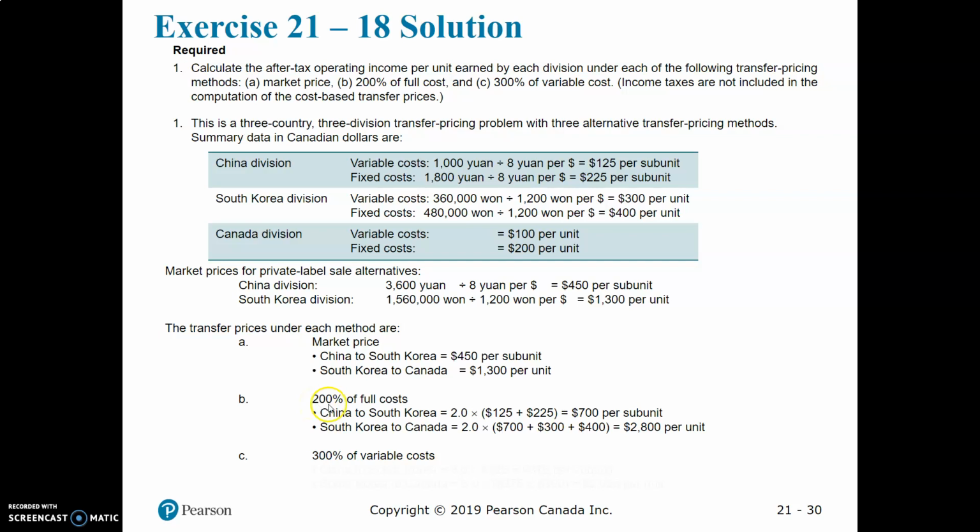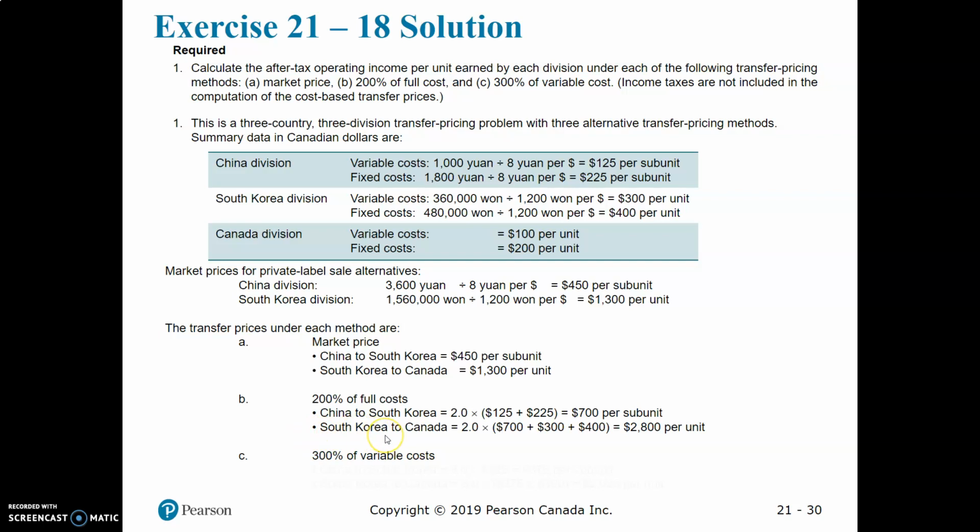Our second transfer pricing method is based on 200% markup on the full cost. For our Chinese division, we know that the variable costs are $125 and the fixed costs are $225 per unit. So when China sells the parts over to South Korea, we are going to assume 2 times the total cost of 125 plus 225, which is equal to $700 per subunit.